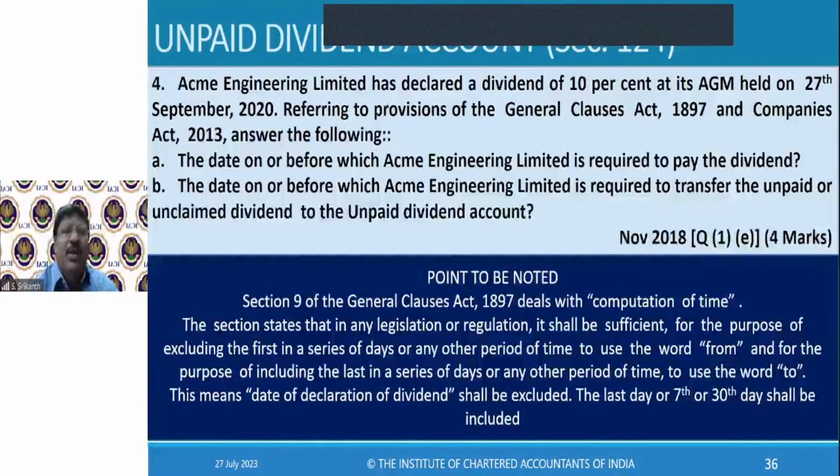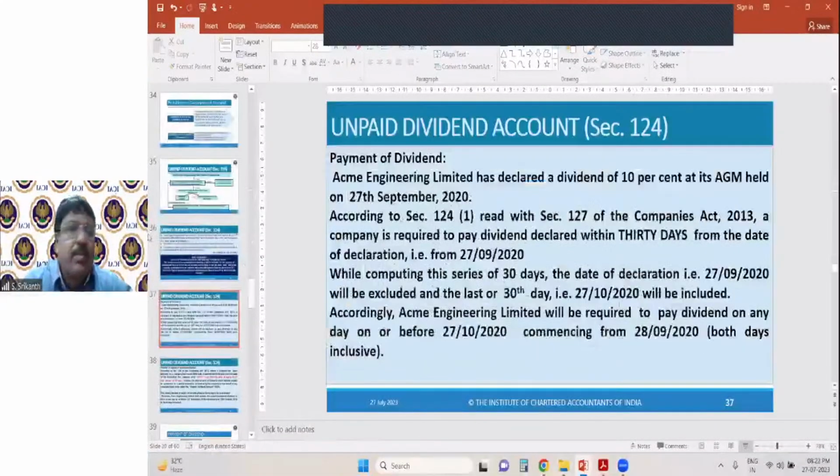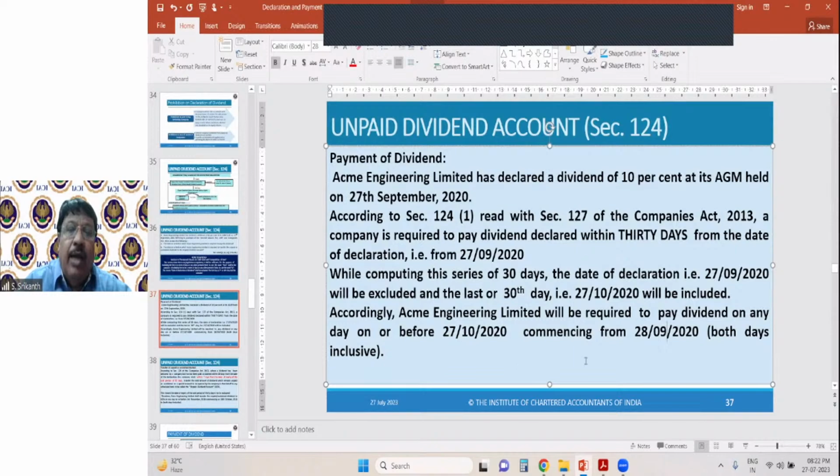2810, sorry. See, on 2710, 30 days will get over. Correct? On 2710, Acme Engineering will be required to pay dividend on any day on or before 27/10, commencing from 28/9/2020, both days inclusive. For counting, yeah, that is correct.